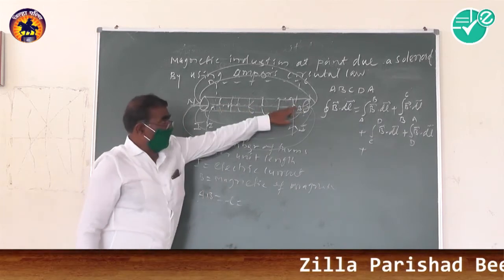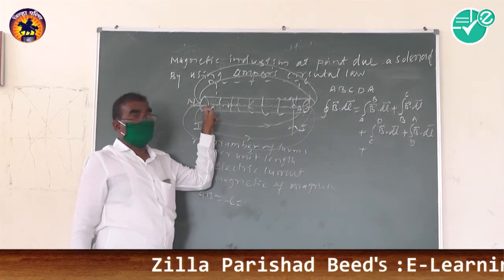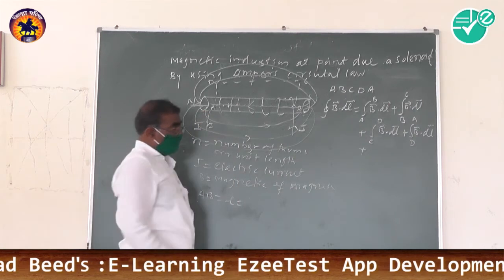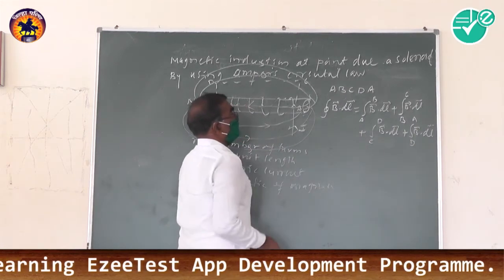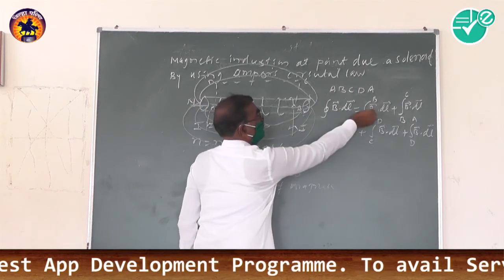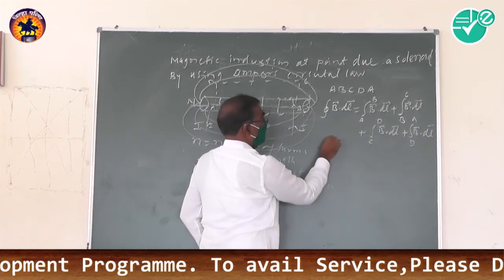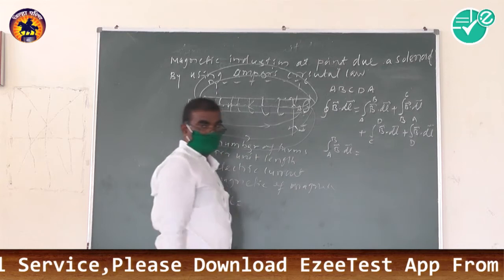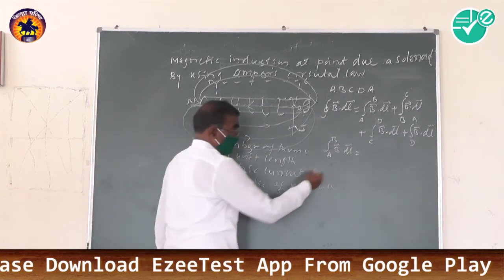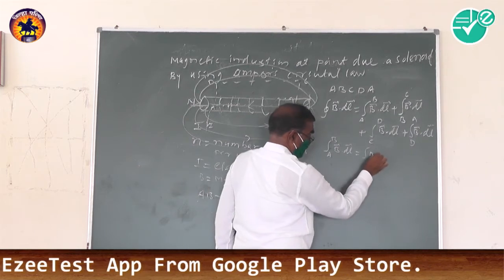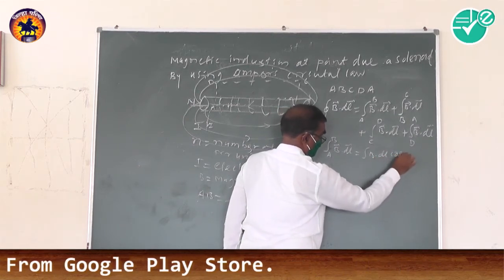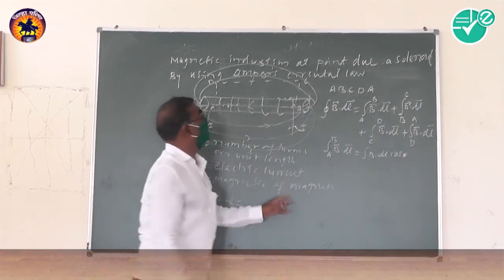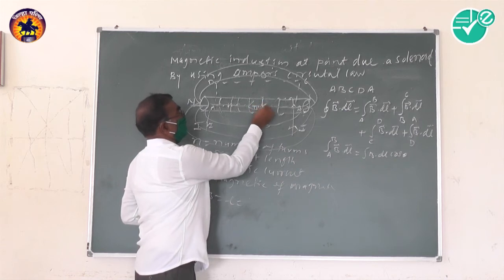That is the direction of magnetic induction along the solenoid. It is parallel to the axis of the solenoid. See here again the integration of B dot dl from A to B equals the integration of B dl cos theta. Here theta is the angle between B and dl.